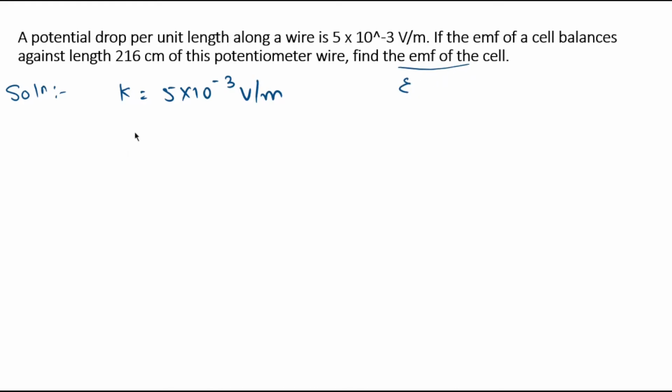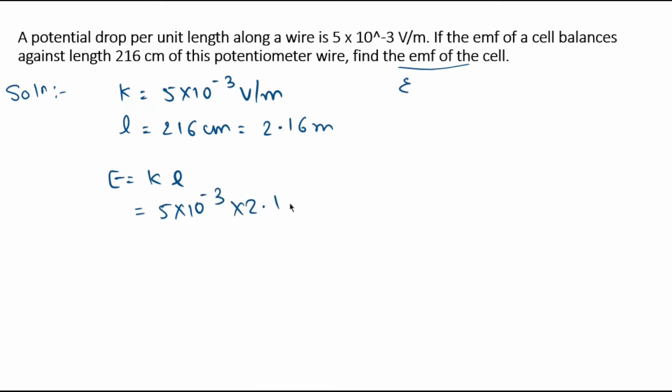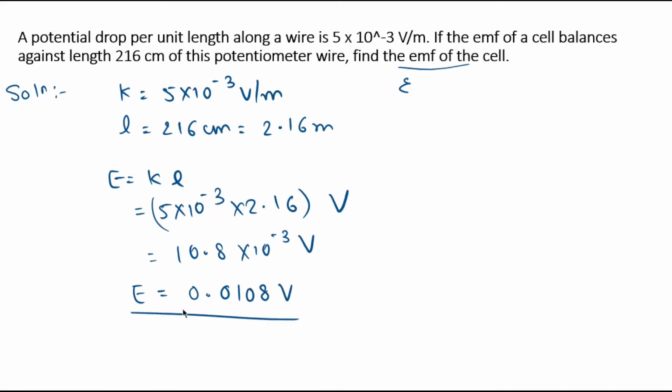Now the EMF of the cell balances against the length 216 centimeter of this potentiometer wire. So the L is 216 centimeter, but we need to convert it into meter, which will be 2.16 meter. Now we know the formula E equal to K into L. So let's multiply this to calculate the EMF. So 5 into 10 raised to minus 3 into 2.16 volts. Now multiplying these two, we'll get 10.8 into 10 raised to minus 3 volts. So the final answer we'll get is 0.0108 volts. Let's look at the next sum.